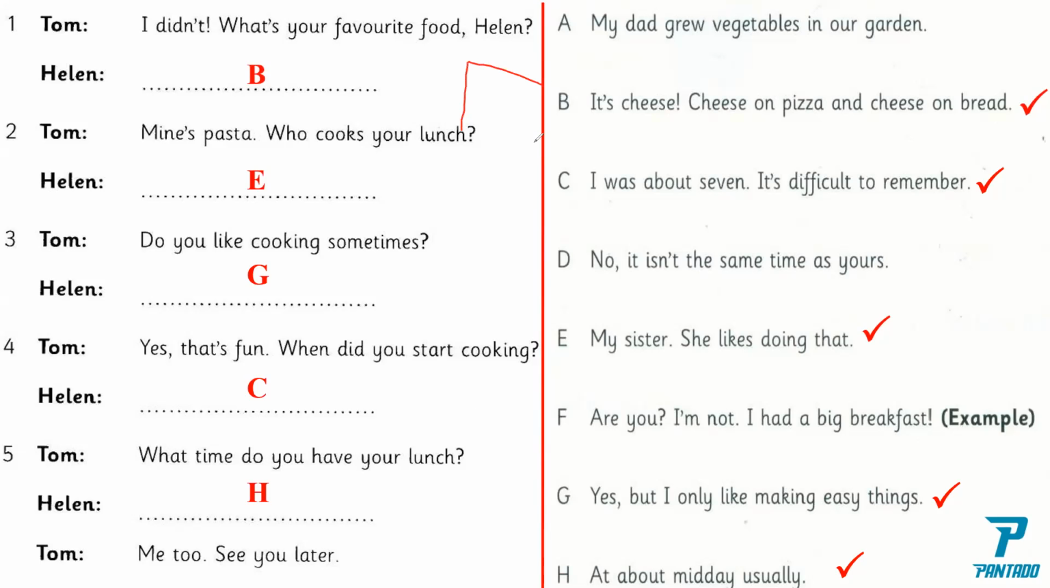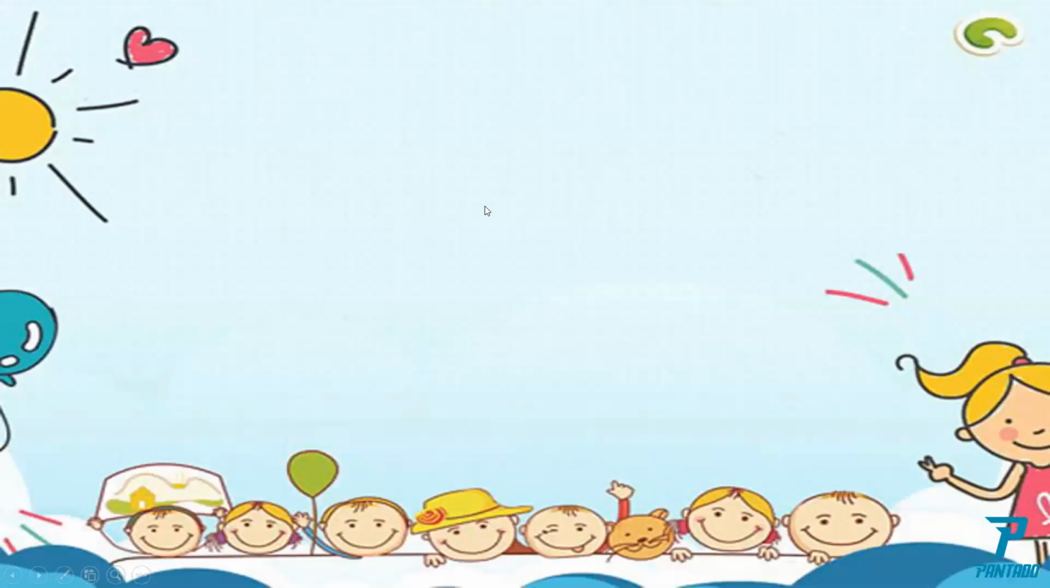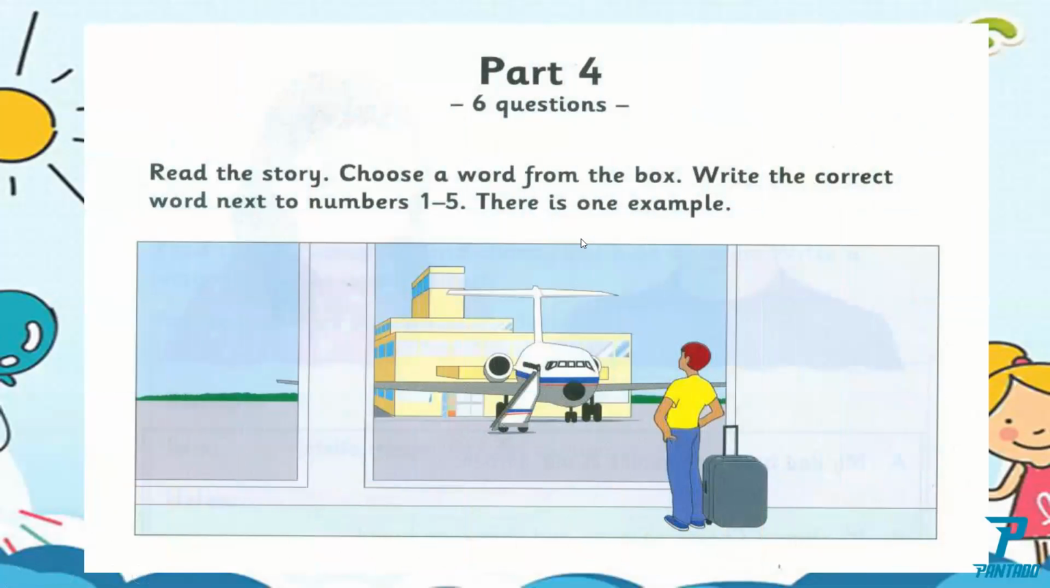Now I'm going to give you a perfect score of 5/5. Good job. Thank you very much. Okay, it's almost time, but let's just finish this. Part 4. Read the story and choose a word from the box. Write the correct word next to numbers 1 to 5.